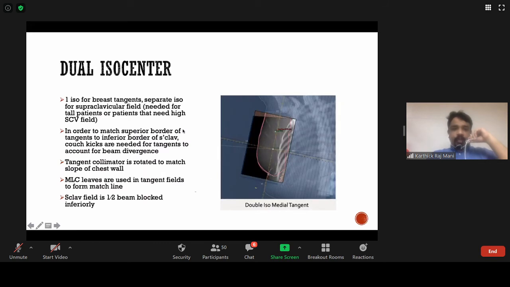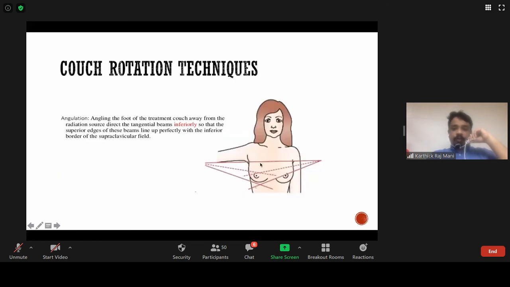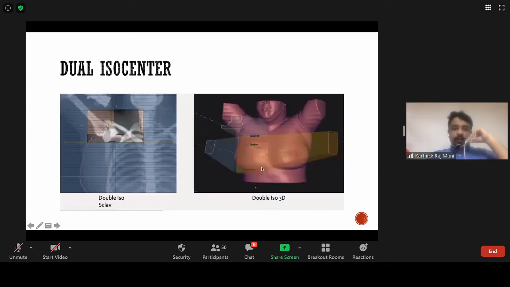In the dual isocenter technique, normally what we can do is tilt the couch such that the tangential fields merge so that you don't have a divergence of the beam, and you can put a supraclavicular field with a central shielding so that it will have an asymmetric field here, so that there'll be no divergence at the junction of the supraclavicular field and the tangential field. You can use something like this, and rotate your couch such that you can avoid the divergence.